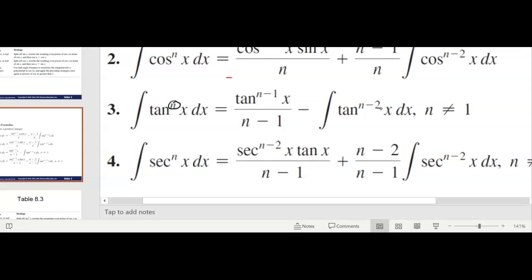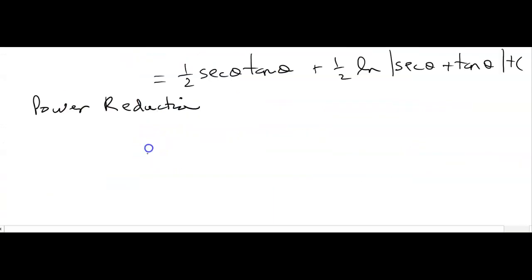Reduce it by 2. So remember, this was secant cubed. Then it becomes secant just to the first, because we're reducing by 2, over 3 minus 1, over 2. So there's our first part. Let's go back. Our first part is 1/2.